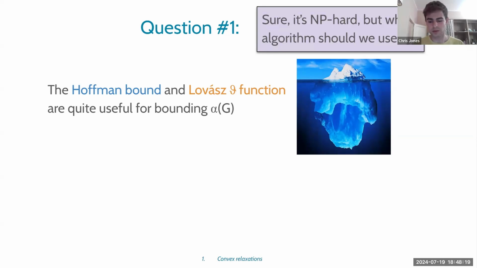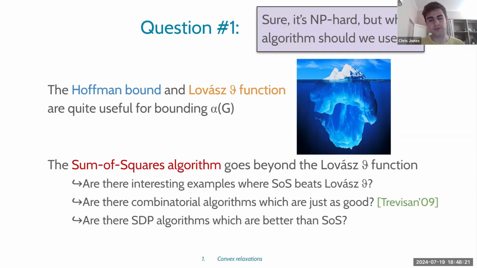There are a couple of specific questions that are interesting to ask about the sum of squares algorithm. Maybe the first interesting question is, do there exist even interesting examples where sum of squares does much better than the Lovasz theta function? Can you exhibit a particular graph?